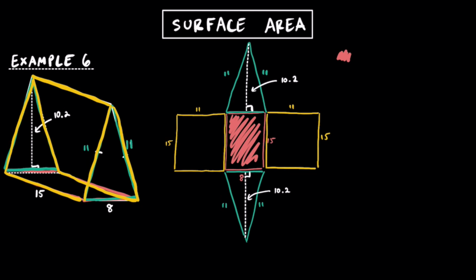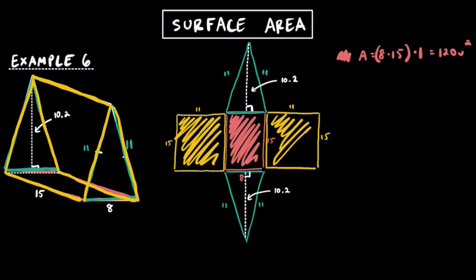So right in the middle here, the area of the base is going to be 8 by 15. And how many of these are there? I think there's just one. So that's going to be 120 units squared. And if we move on to finding the area of these other rectangles, I'm going to save the triangles for last. That's right over here and right over here. So the area is going to be 15 by 11, but there are two of these. So 15 by 11, I think that's 165. And doubling 165, that should be 330 units squared.